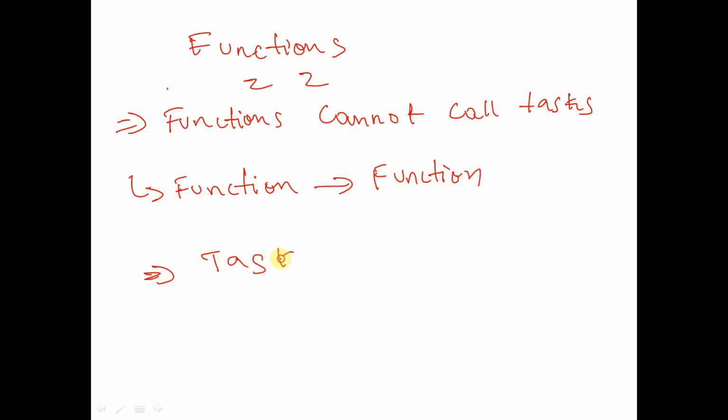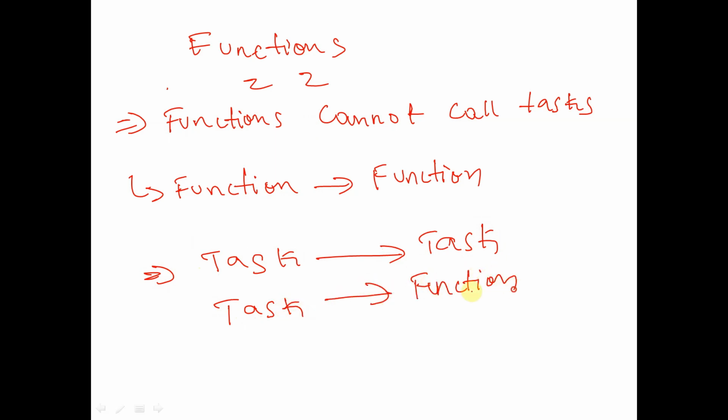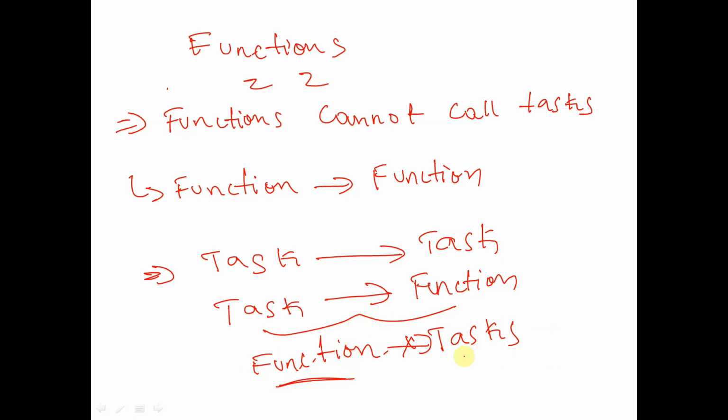Whereas a task can call a task. A task can call a task, and a task can call a function also. But vice versa is not possible. A function cannot call a task. Why? Because functions should be executed in zero time units, whereas tasks can have delay statements. So functions cannot call a task because they cannot wait for the task to get completed. That's why we cannot call a task with the help of a function.